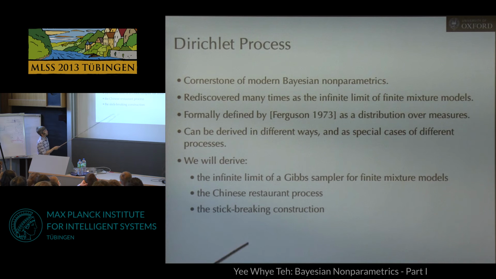And there are lots of different ways in which we could think about Dirichlet processes. Particularly, we'll look at 3 different ways of thinking about them. The first one is this infinite limit of a finite mixture model. The second way is what's called a Chinese restaurant process, and the third way is called a stick-breaking construction, and we'll see all 3 later today.